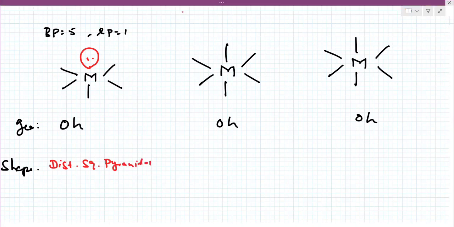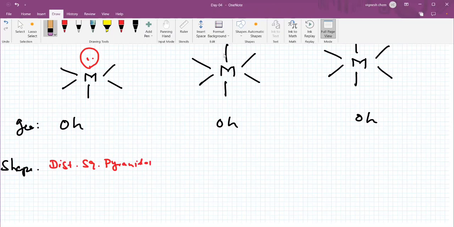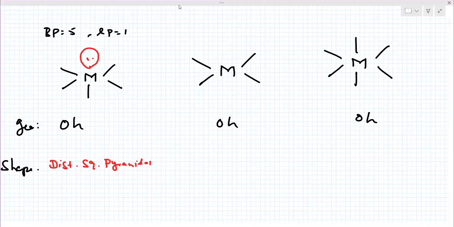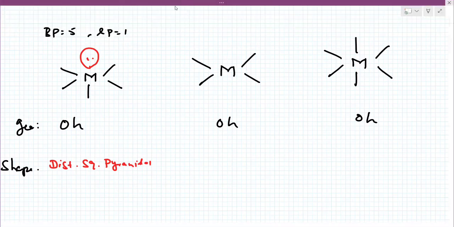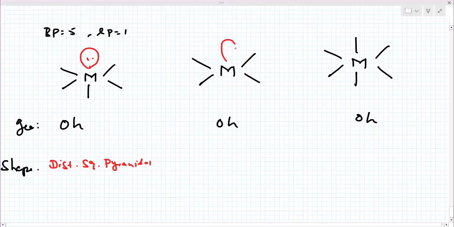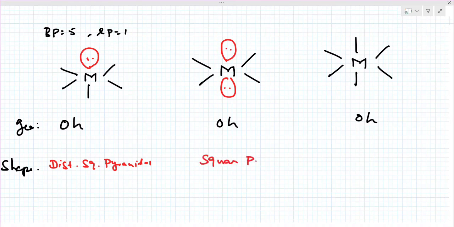Now I put the lone pair. Remove the bond pair, this axial bond pair, and put the lone pair there. One lone pair and two lone pairs. Now, if you want to find the shape, we only look at the bond pairs. Forget the lone pair, the appearance of the bond pairs is square planar, right? This is square planar. You got the point, okay?